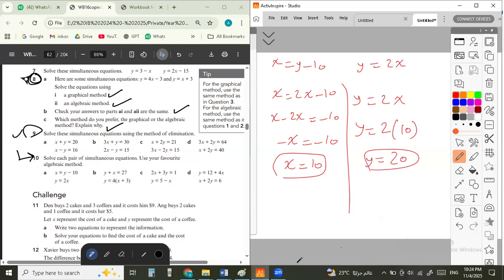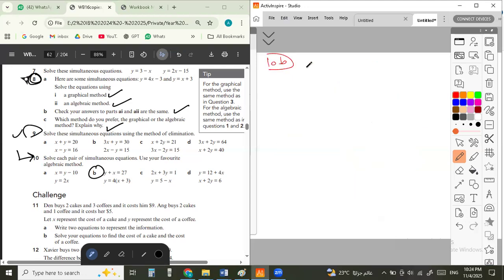All right. Next, we have question 10b. The first equation is y plus x equals 27. The other equation is y equals 4x plus 3. I'm going to use the substitution. I will remove y and write 4x plus 3. That's what they gave you. They told you that y is 4x plus 3. So y, remove it, write 4x plus 3 plus x equals 27.